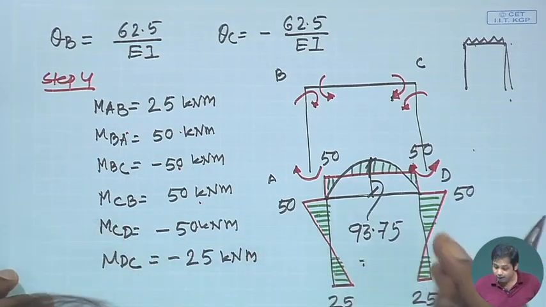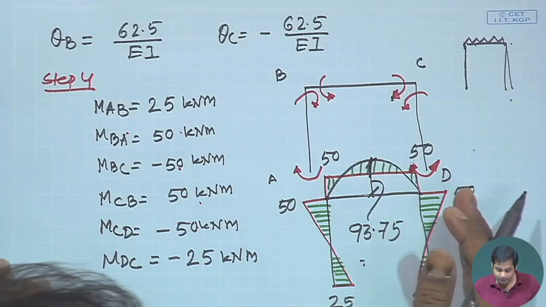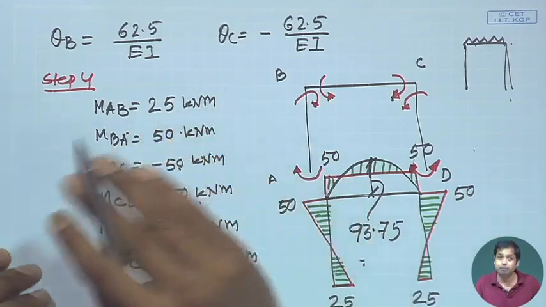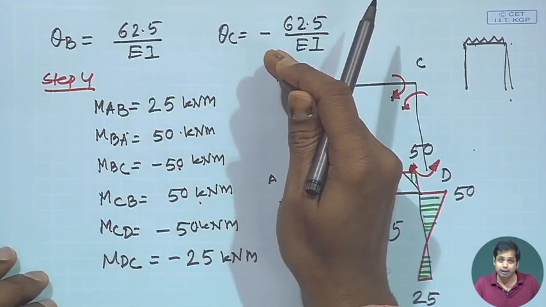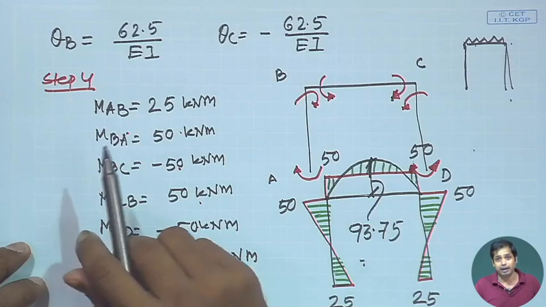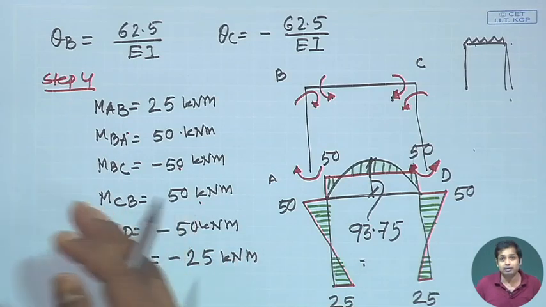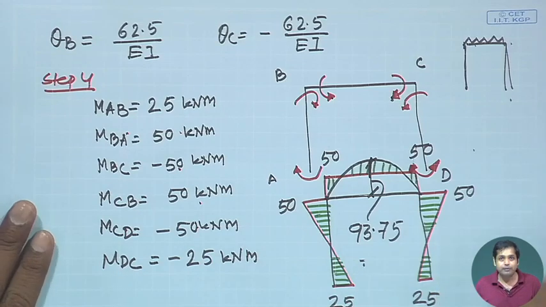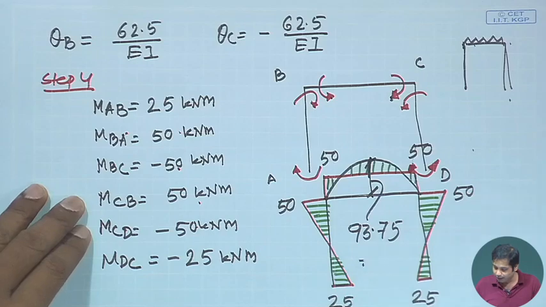Now, another way you can draw the bending moment diagram is to always draw the bending moment on the compression side, depending on whether it is a hogging moment or sagging moment. Okay, so this is the first example for a frame which does not have any sway.